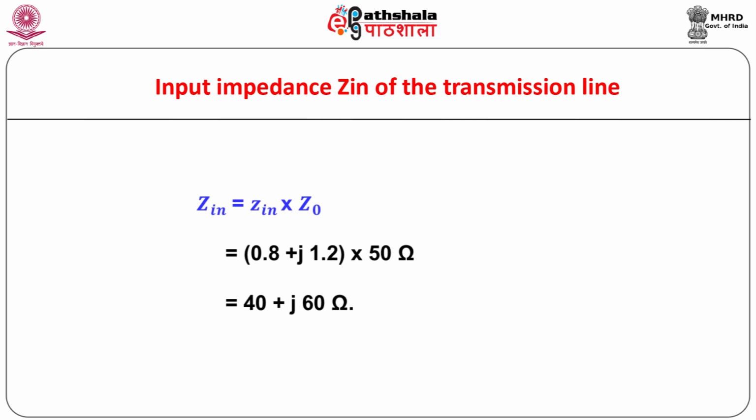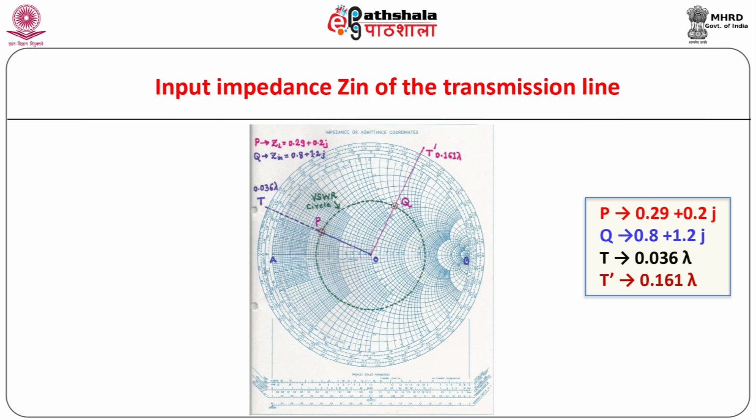Step number 6. Calculate the input impedance as shown by multiplying Zin by characteristic impedance Z0. The solution on Smith chart is as shown.